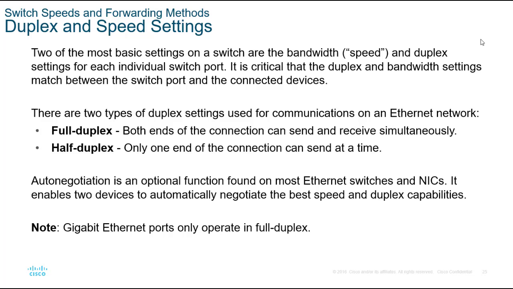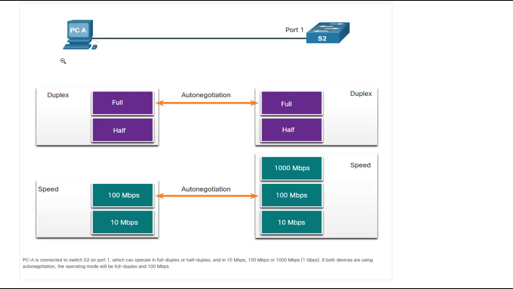The 2 types of duplex settings used on an Ethernet network are full duplex, where both can send and receive simultaneously, and half duplex, where only one device can send at a time. Gigabit Ethernet ports operate only in full duplex. Auto negotiation, or auto for short, is the default on most Cisco switches and Ethernet NICs. Auto negotiation lets two devices automatically negotiate the best speed and duplex capabilities possible. Full duplex is negotiated only if both devices have the capability.